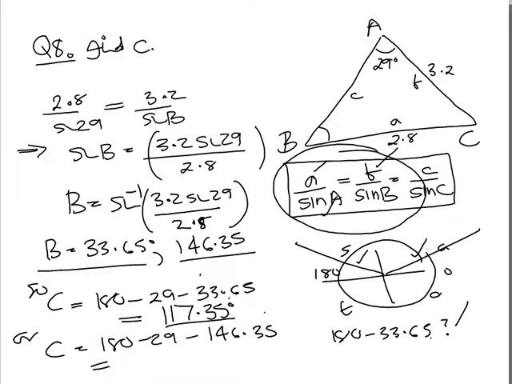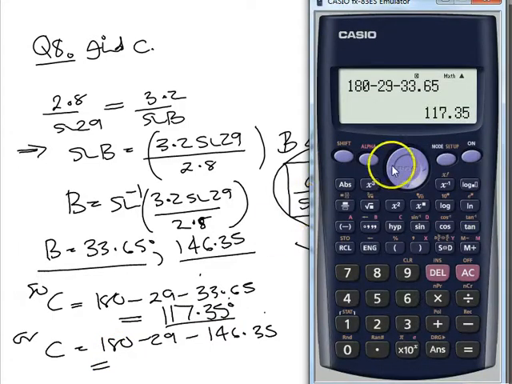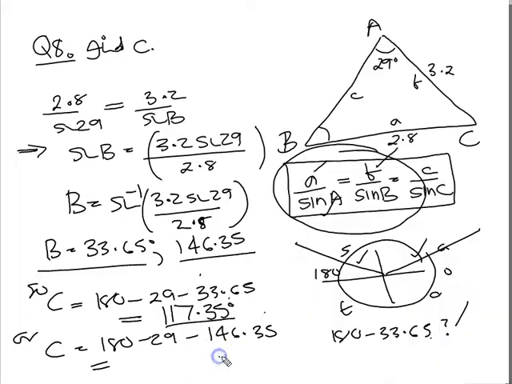Or the second solution, go to our calculator, let's toggle back, and instead of that 33, we want 146.35. And the key is, will this give us an angle that's positive? It does, but only just, 4.65. So it gives us a positive value, which is what we needed, 4.65 degrees.